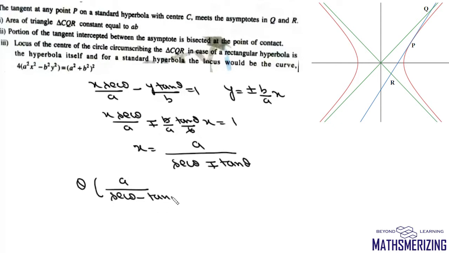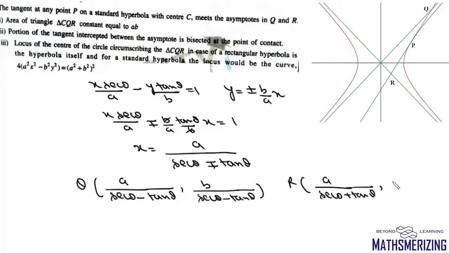comma, and what's the value of y? Y will be simply b upon secant theta minus tan theta. And if we take the minus sign, we'll get the point R, and if it is minus here, it will be plus. So we'll get this as A upon secant theta plus tan theta, and then minus b upon secant theta plus tan theta.